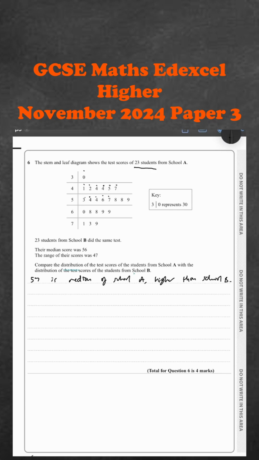And then we need to look at the range. So the 79 minus the 30 is going to be 49, which is the range of School A. And that is going to also be higher than School B. And that's all we need to do there for 4 marks.